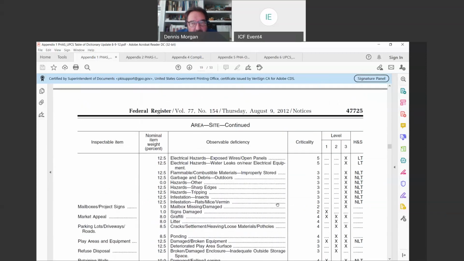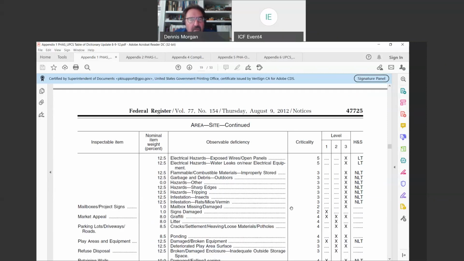Here you see sharp edges. 3, 3, NLT. Tripping hazards, 3, 3, NLT. Massive points associated with these as well. Here's where that infestation, 3, 3, it's a health and safety, an NLT.